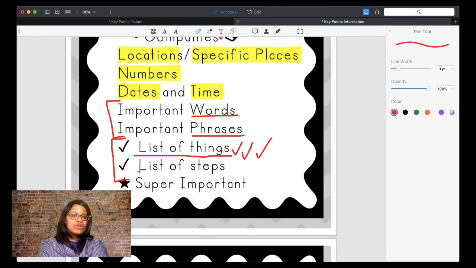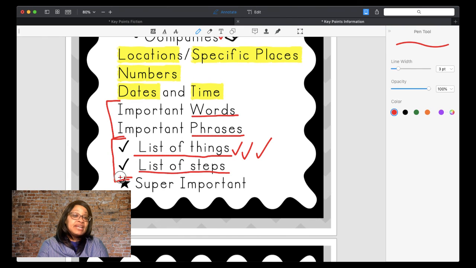And the author may also give you a list of steps. So the author might say, in order to have this phenomenon or have this outcome, you will need to do step 1, step 2, and step 3. So drawing the students' attention to steps is also important as they're doing a close reading of text.